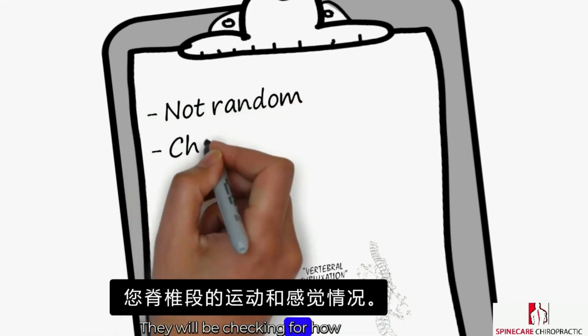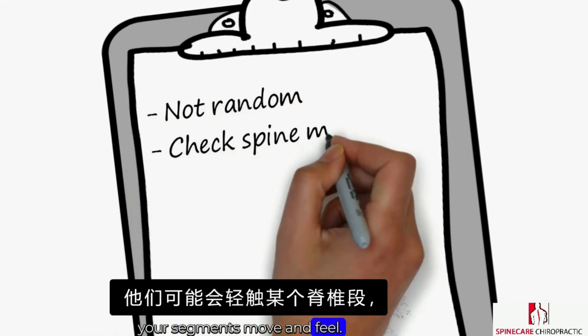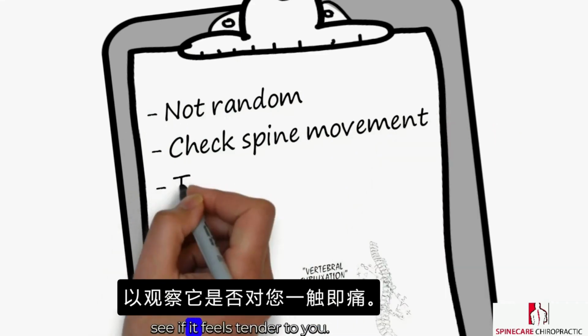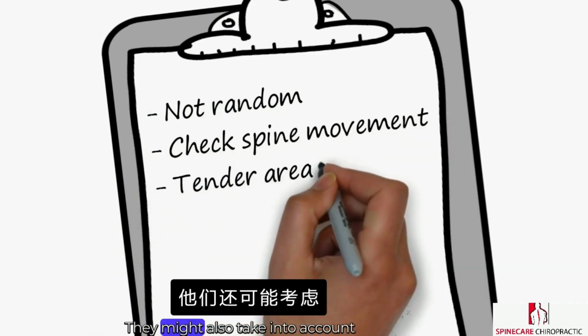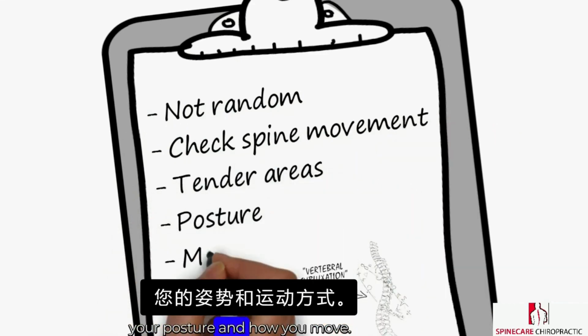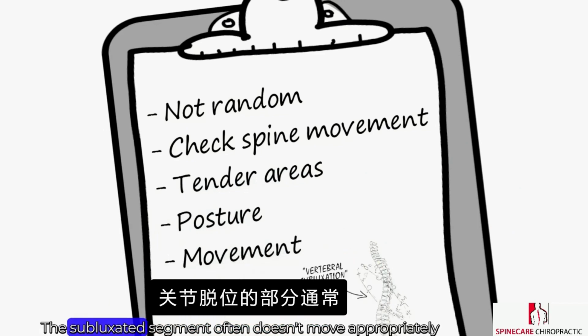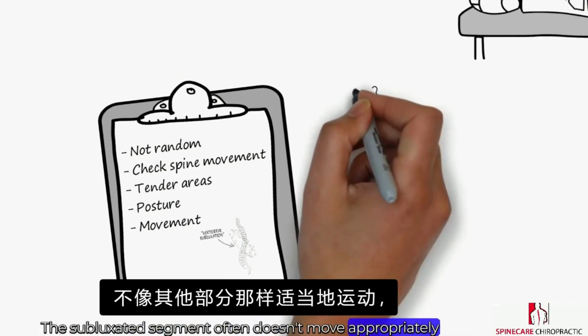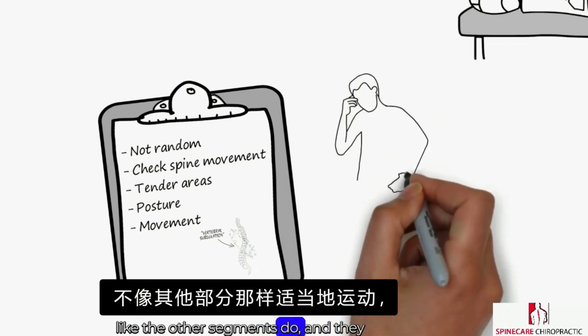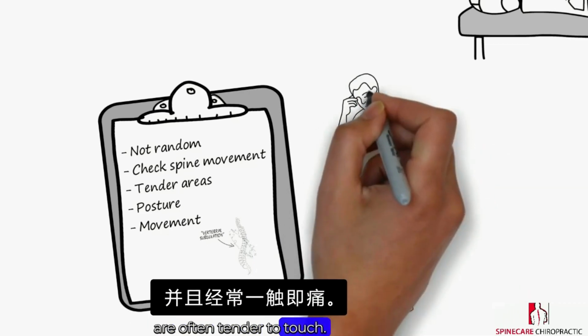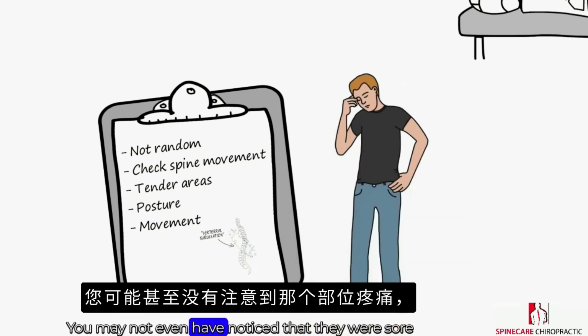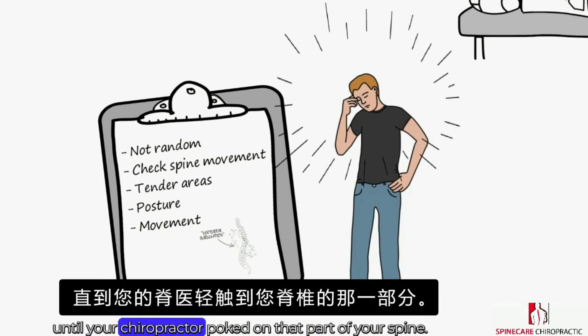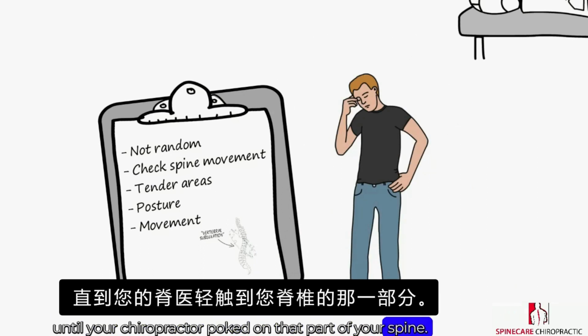They will be checking for how your segments move and feel. They might poke on a segment to see if it feels tender to you. They might also take into account your posture and how you move. The subluxated segment often doesn't move appropriately like the other segments do, and they are often tender to touch. You may not even have noticed that they were sore until your chiropractor poked on that part of your spine.